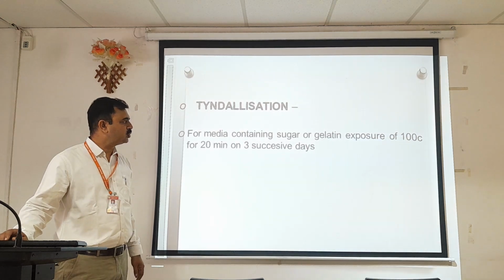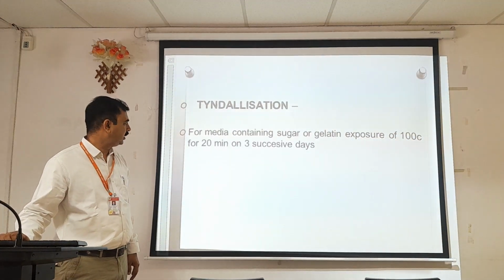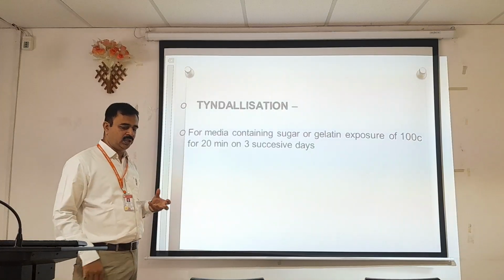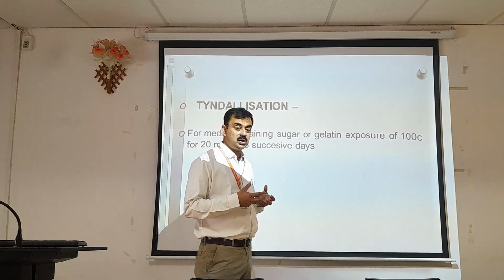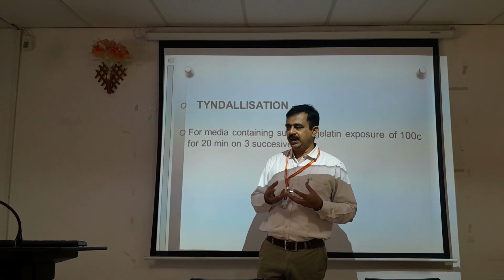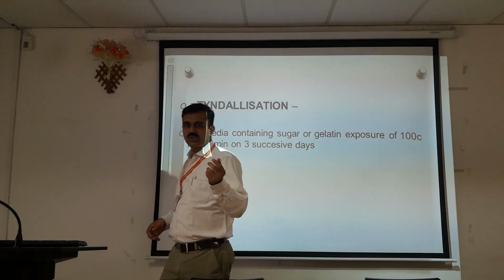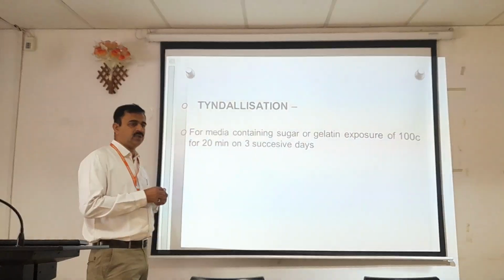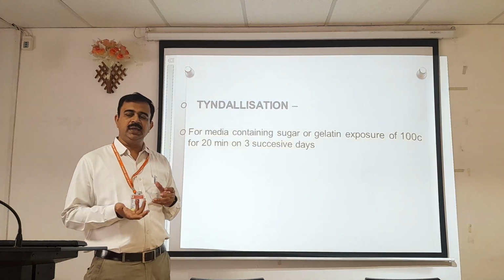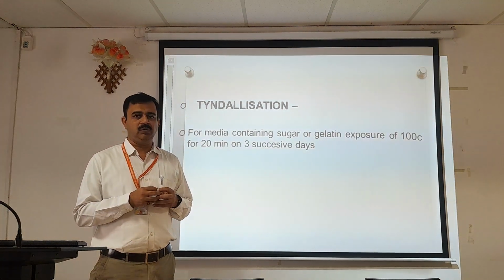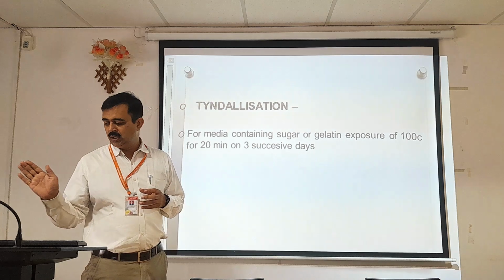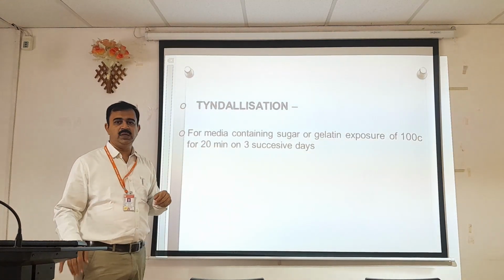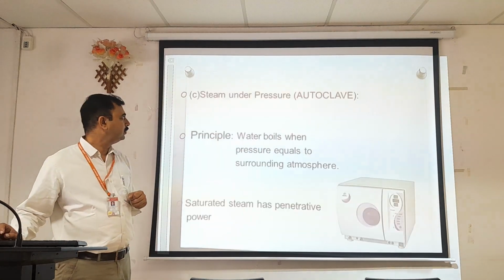For media containing sugar or gelatin, exposure to 100 degrees for 20 minutes on three successive days will be helpful for sterilization. Because if you sterilize sugar in a normal way, by heating it, charring of sugar would take place. Some brownish color would appear and the sugar may get damaged. Some bacteriological media contain sugars, and therefore such media cannot be directly sterilized in a sterilizer, so such a sterilization method can be employed.